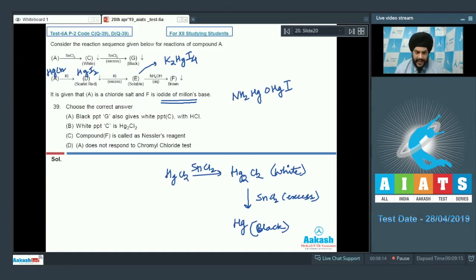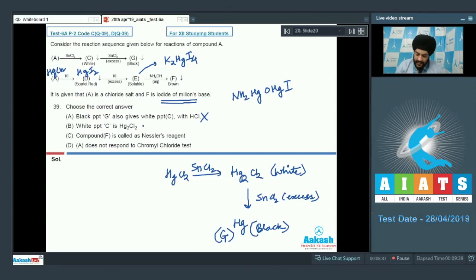If we talk about question number 39, we have to select the correct answer. Option A says black precipitate G, so the black precipitate G was mercury, also gives a white precipitate with HCl. This is incorrect, students. Mercury does not react with HCl to form Hg2Cl2. Let us look at the next option now. White precipitate C is Hg2Cl2. This is correct, students.